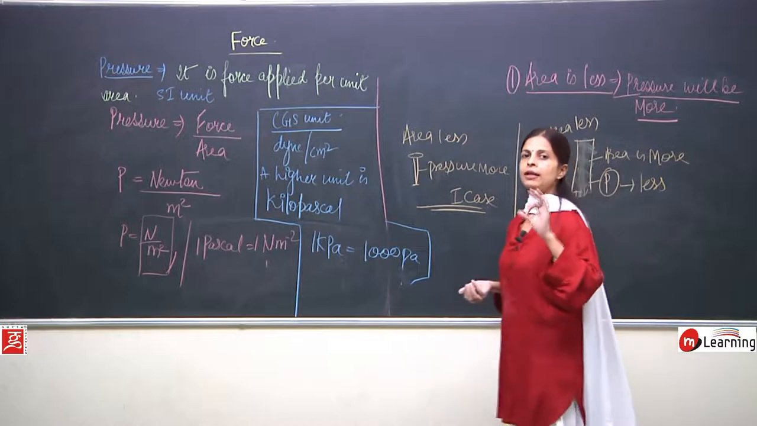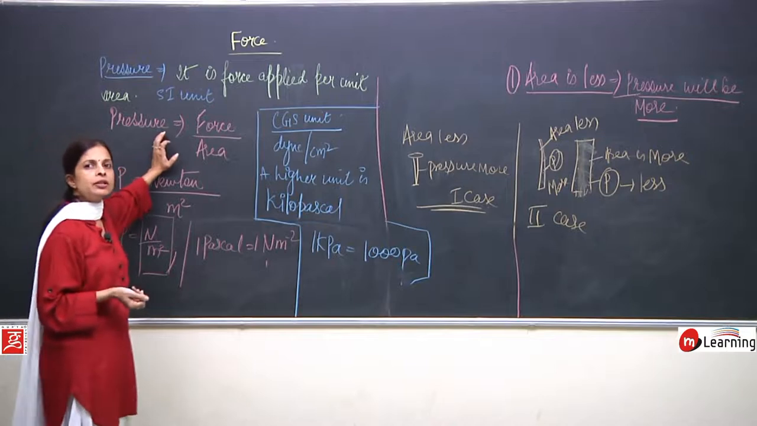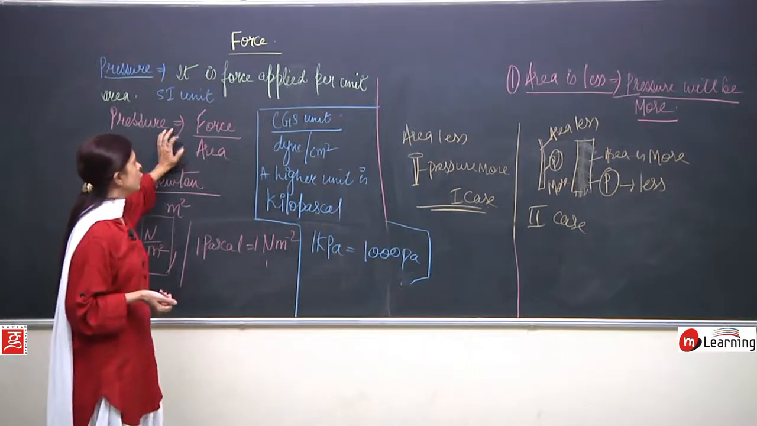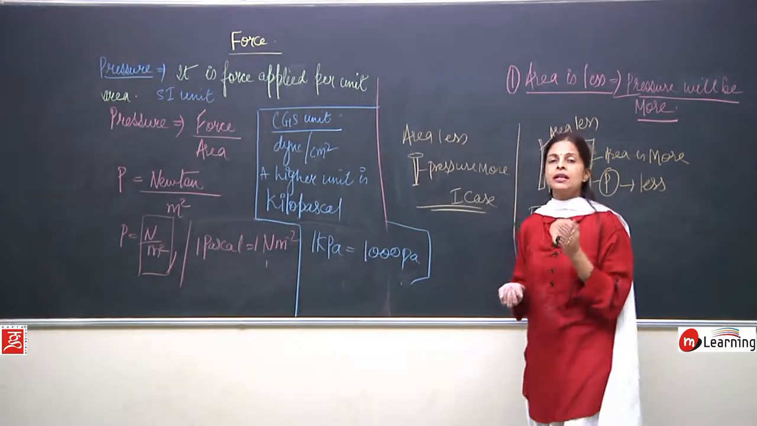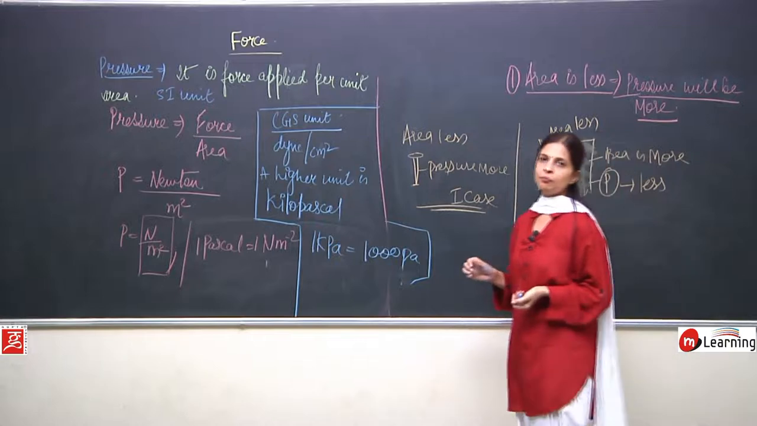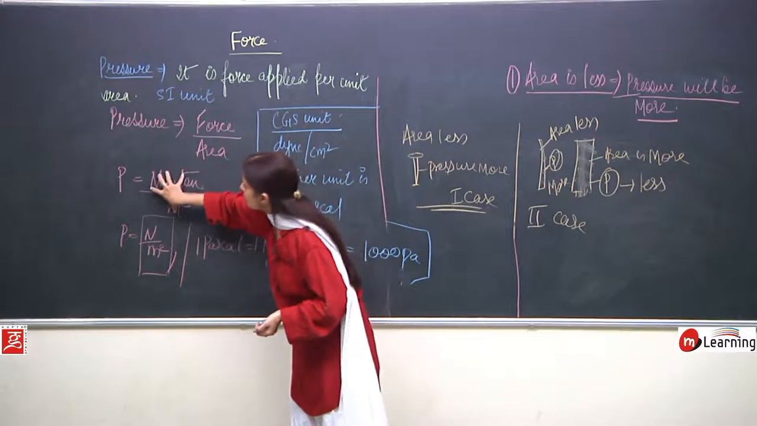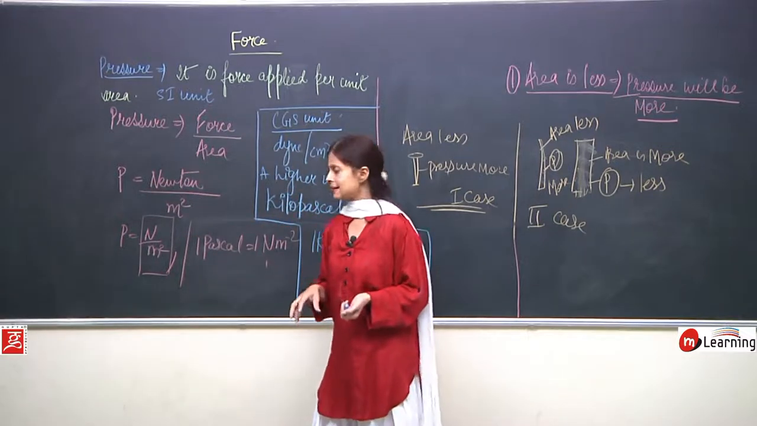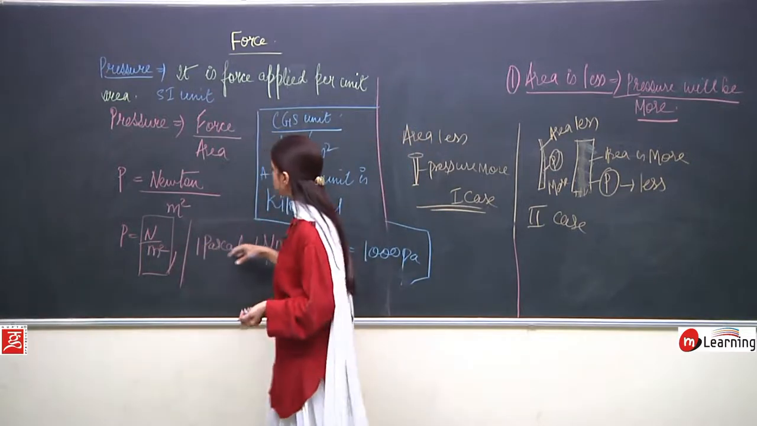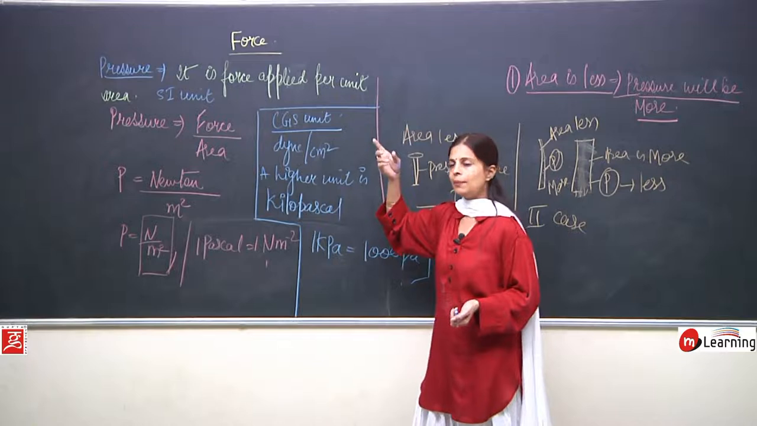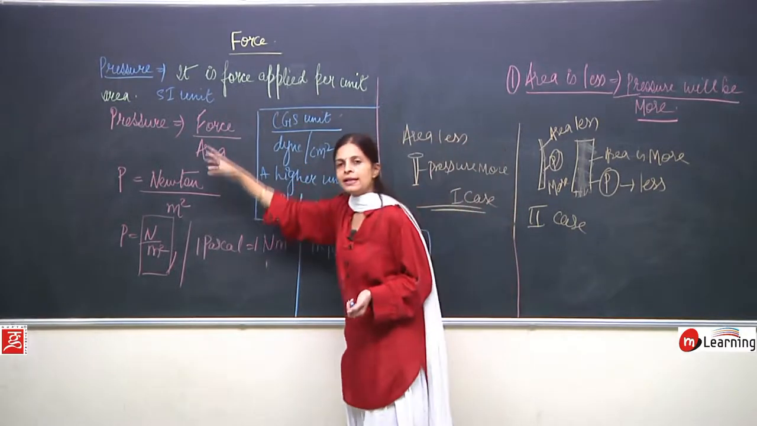Now, if I talk about the SI unit of pressure, pressure is equal to force upon area. The unit of force in the SI system, like we just discussed, is Newton. So P is equal to Newton per meter square. Now this unit, children, is known as Pascal. So 1 Pascal is equal to 1 Newton meter to the power minus 2, as the meter square has gone up and the 2 has become minus 2. Now this is about the SI unit.